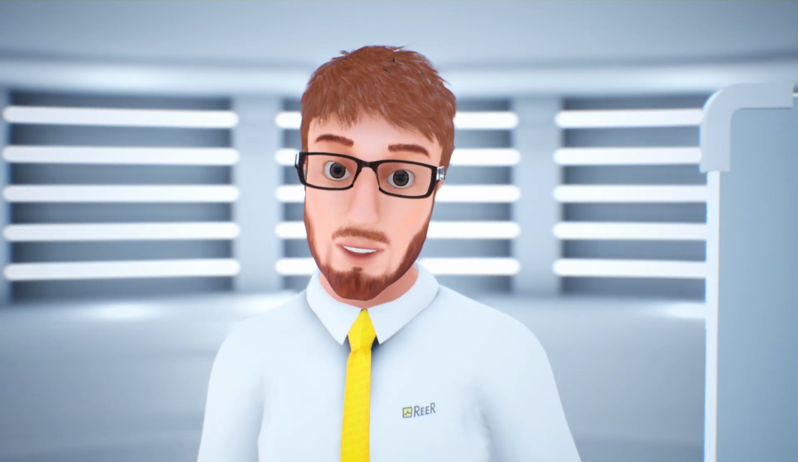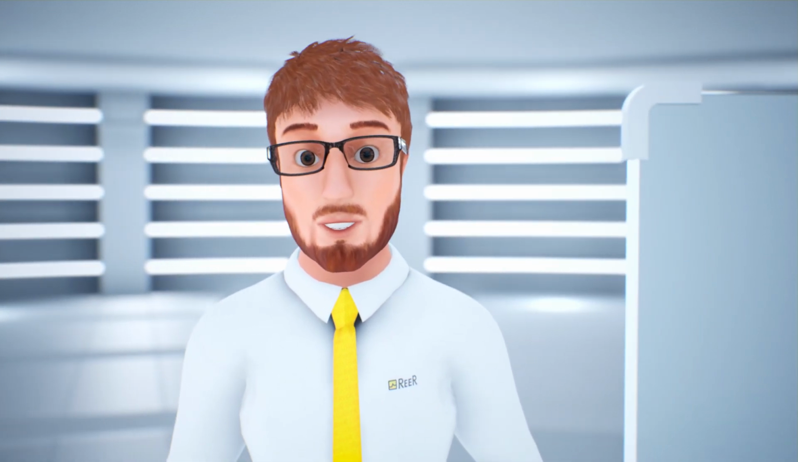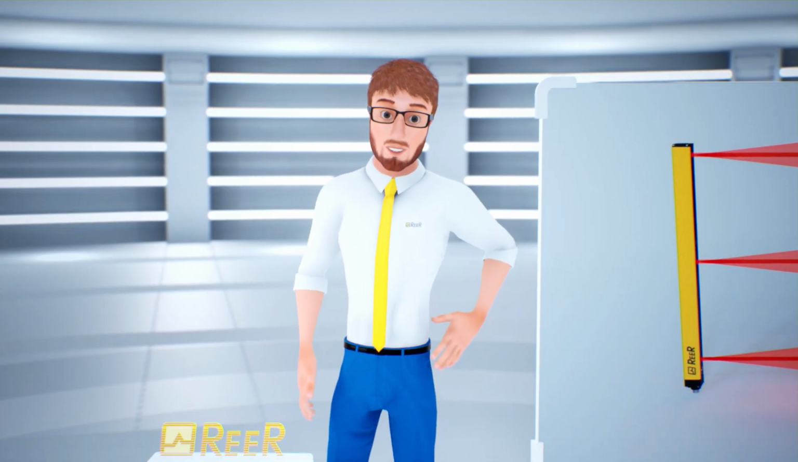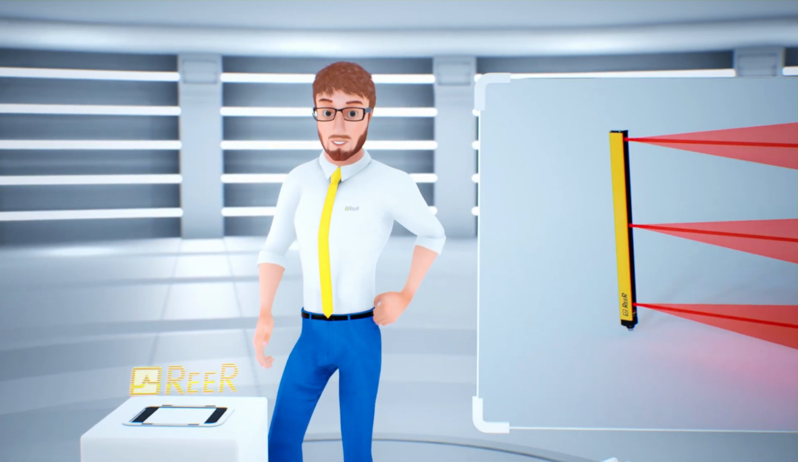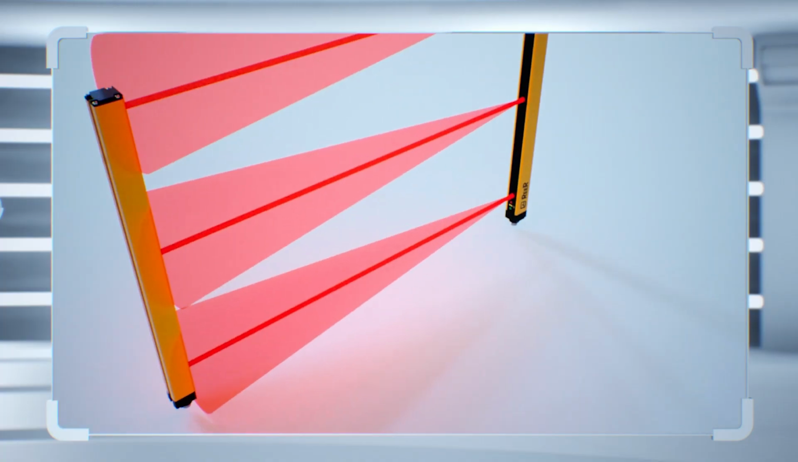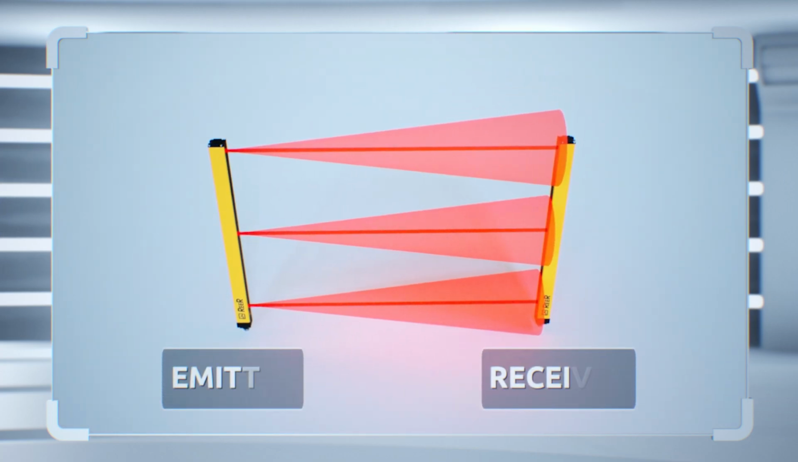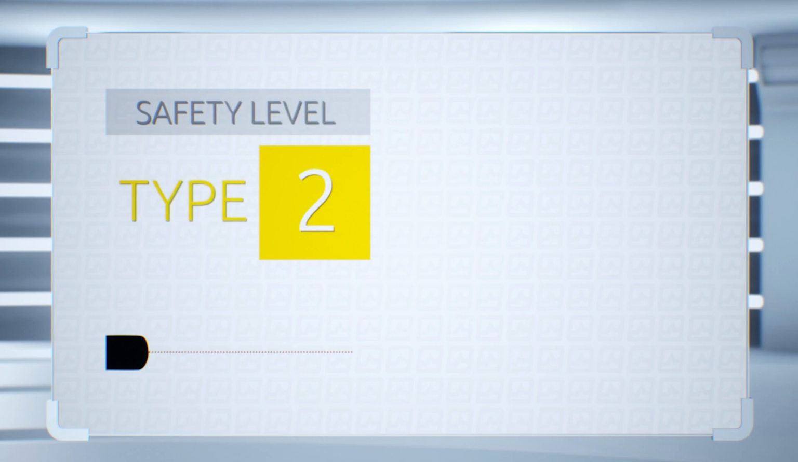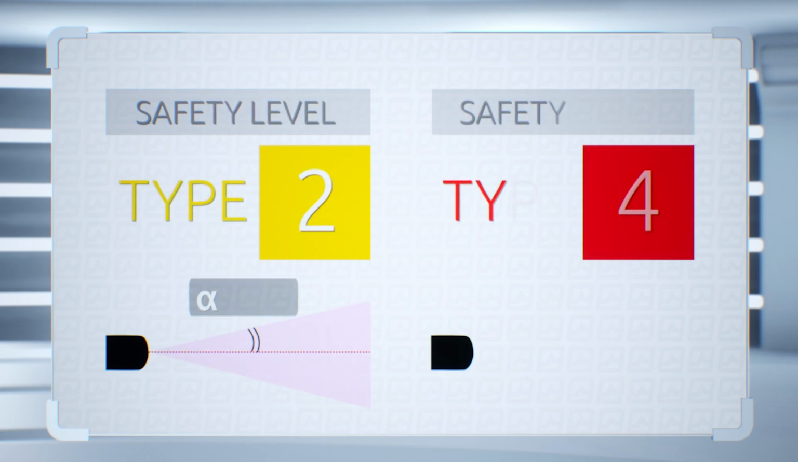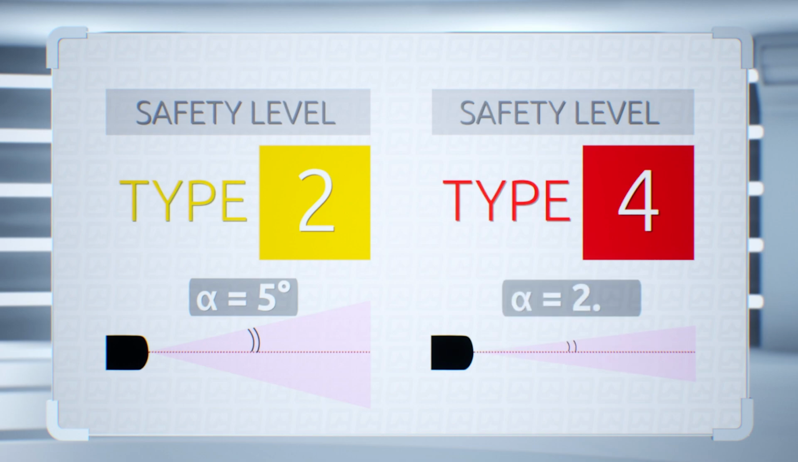Secondly, the optical aperture must be within certain values. This is essential in ensuring that each receiver picks up the beam of its own emitter and not that of the others. For this reason, it is necessary to limit the angle of the emitter. Type 2 light curtains have a maximum aperture of 5 degrees, whilst Type 4 light curtains have a maximum aperture of 2.5 degrees.